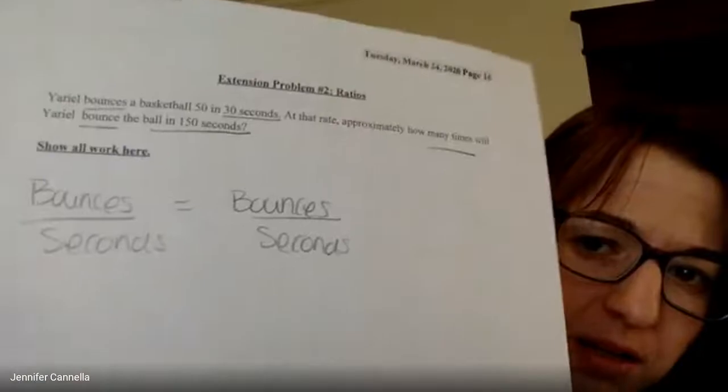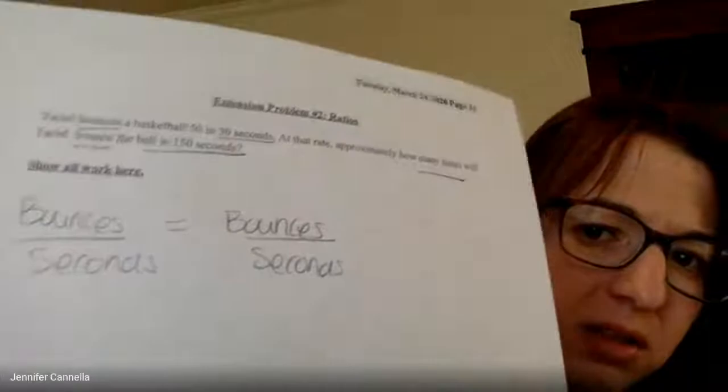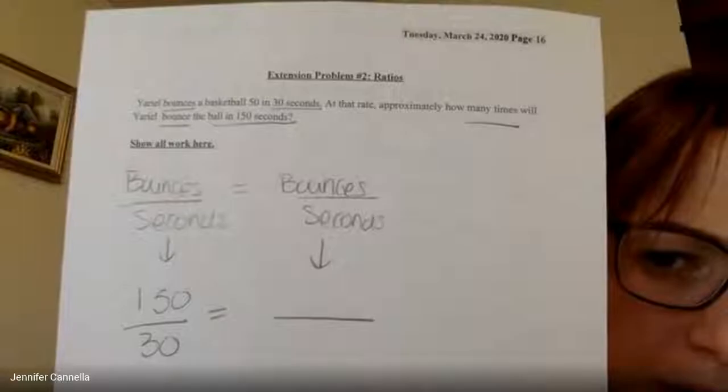All right. So now on the left side, who can tell me what numbers go there from the first sentence? What's the bounces? What's the seconds? The bounces are 50 and the seconds are 30. Okay, so on the left side, we're going to write 50 over 30. Now let's do the right side of the proportion. The second sentence would be what? What's the bounces? What's the seconds?